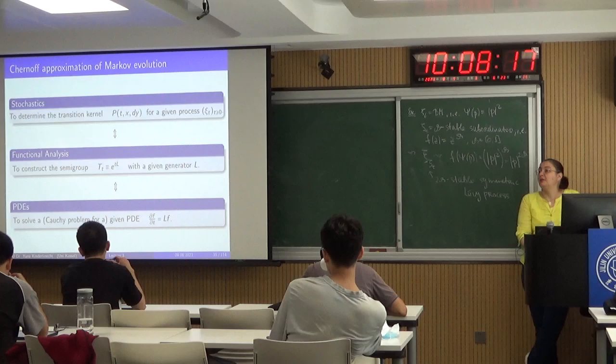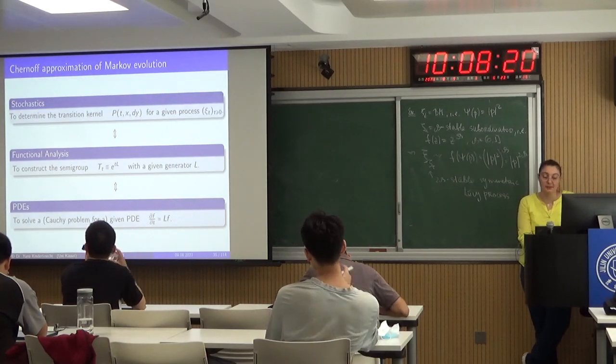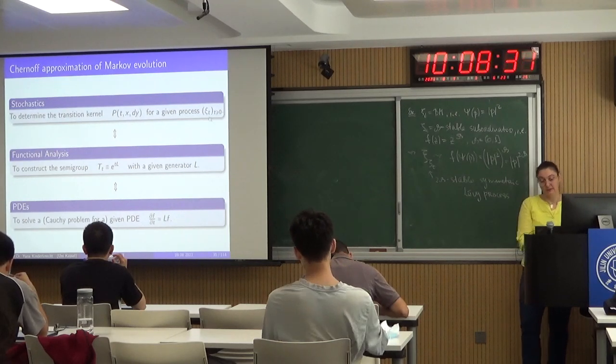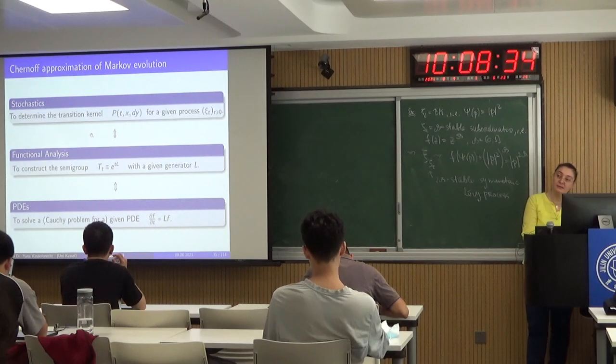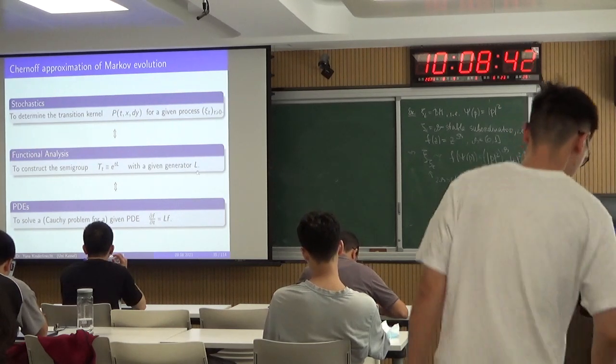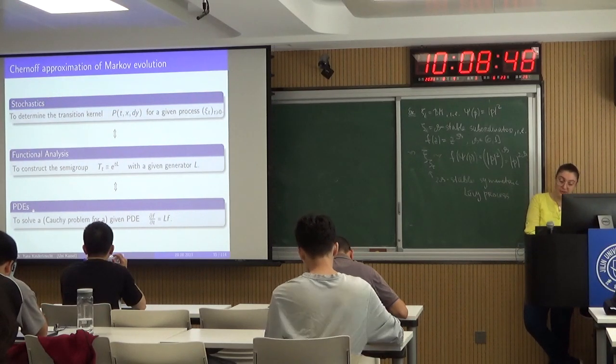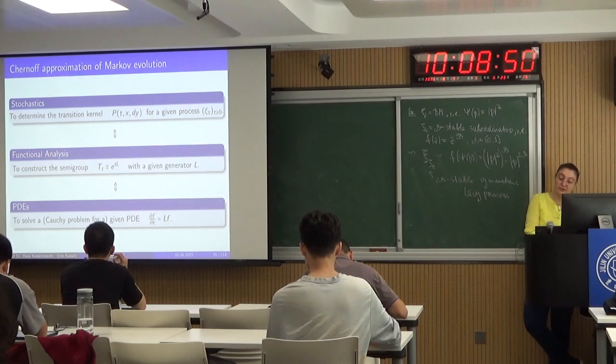So roughly speaking, we have three more or less equivalent problems. In terms of stochastics, our aim would be to determine the transition kernel P t x dy for a given Markov process. In terms of functional analysis, it is equivalent to constructing a semigroup whose generator is given in advance. And in terms of the theory of partial differential equations, this is equivalent to the task of solving the Cauchy problem for a given partial differential equation of this form.